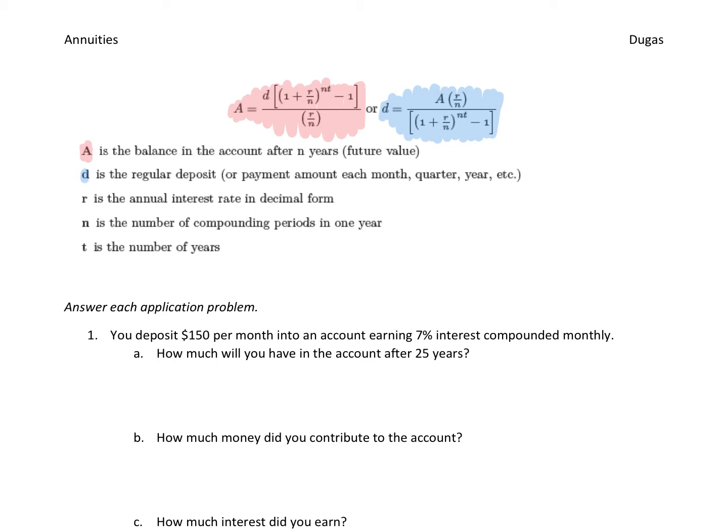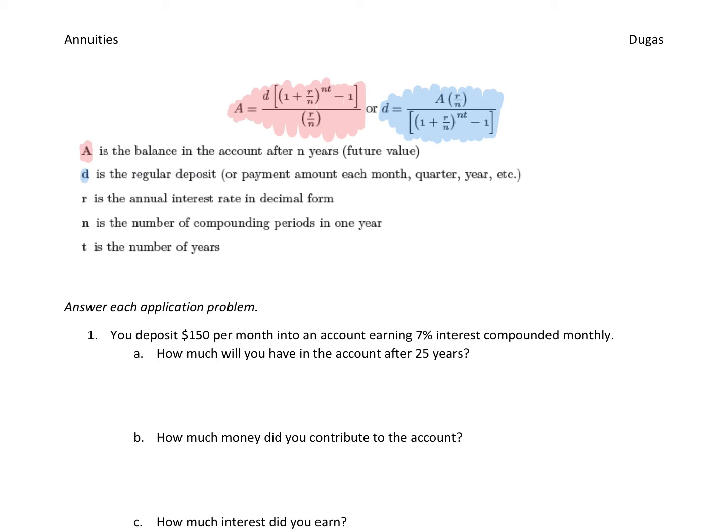So A is the balance in the account after a certain number of years. D is the regular deposit that you're going to be making. R is the interest rate in decimal form. N is the number of compounding periods in 1 year. And T is the number of years.